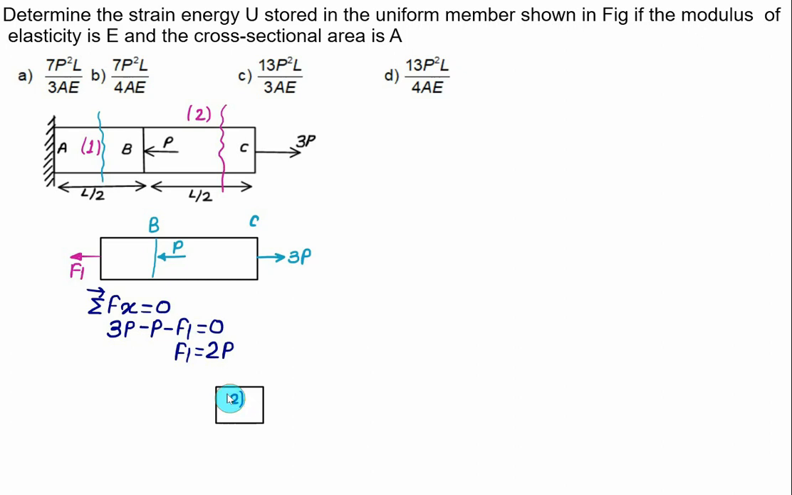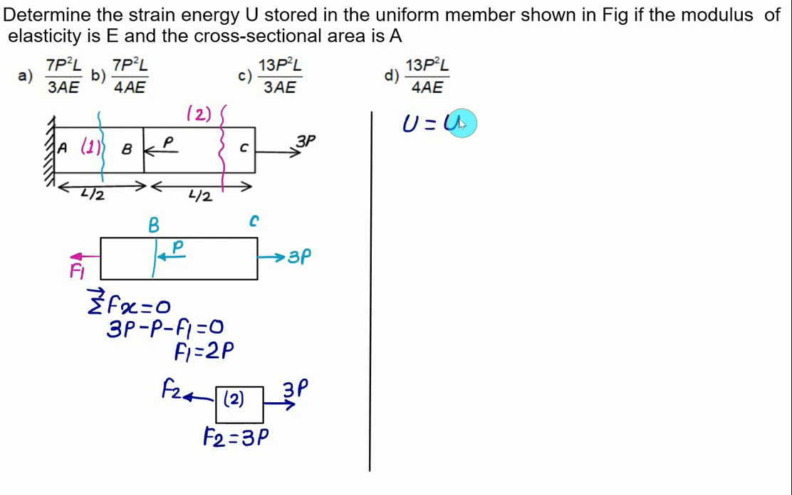We have the internal force to be shown equal to F2, and the external force at C equal to 3P. So this time it's very clear that F2 is equal to 3 times P. So we know the force F1 equal to 2P, F2 equal to 3P. Total strain energy U consists of U1 plus U2.